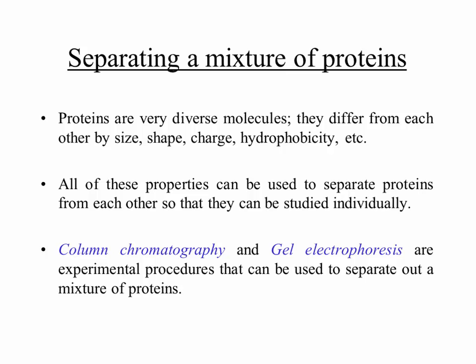So how do you separate out a mixture of proteins? Now proteins are very diverse molecules. They differ from each other by size, shape, charge, hydrophobicity, and so on. So you can use any of these properties to separate out proteins, so that they can be studied individually. And two of the techniques that are widely used to study proteins are column chromatography. We already saw immunoaffinity column chromatography, all right? But column chromatography is really more general. It's more than just putting some beads with antibodies and trying to separate things out using antibodies.